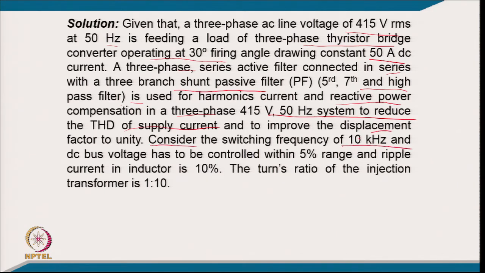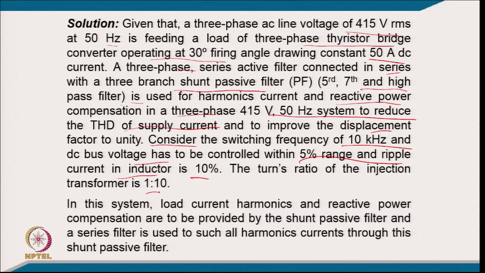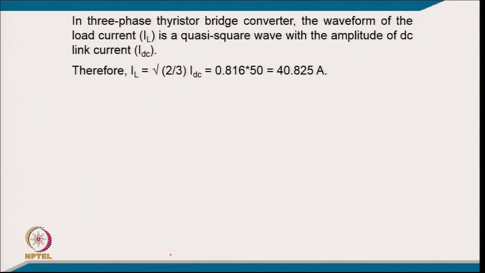Consider the switching frequency of 10 kilohertz, DC bus voltage to be controlled within 5% range, inductor ripple current of 10%, and turns ratio of 1 to 10. In this system, the load current harmonics and reactive power compensation are to be provided by the shunt passive filter, and a series active filter is used to force all harmonic currents through the shunt passive filter.